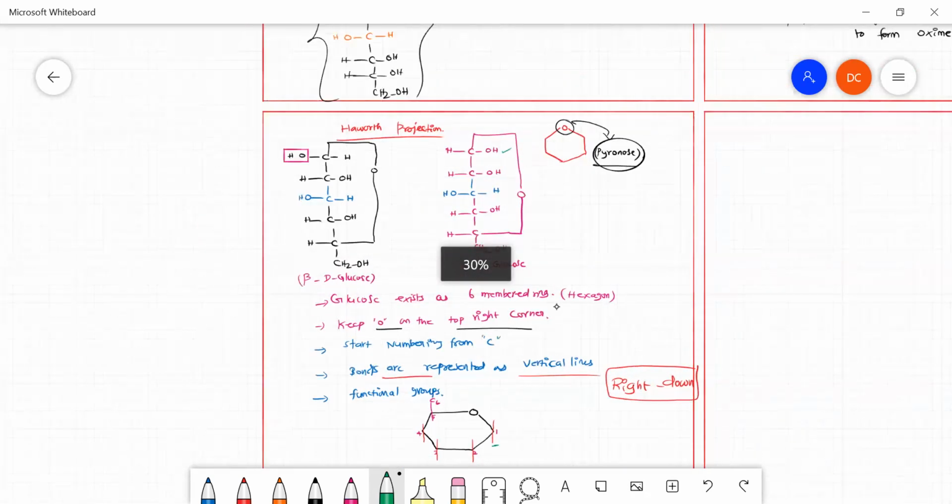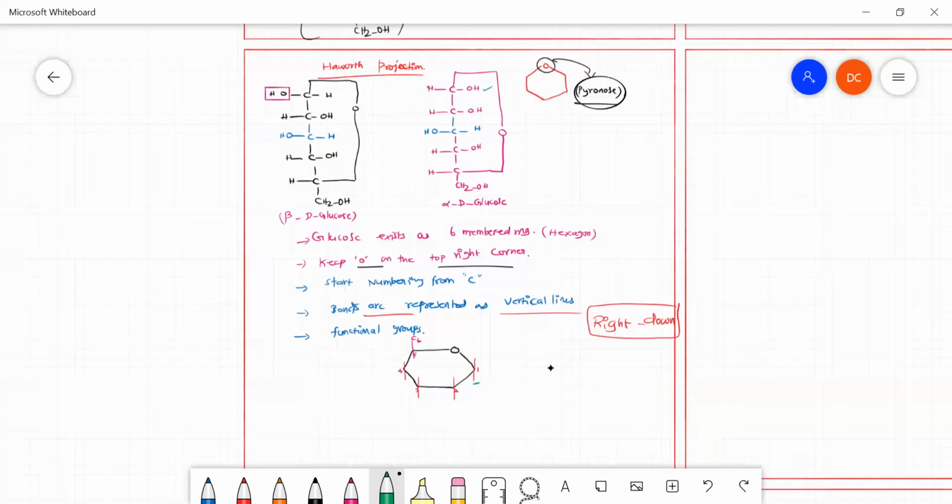Then how can we give the structure? For that, I'm writing the structure here. Let's write it for alpha D glucose. Here the OH group is on the right side, so I write it down. In the second carbon, the OH group is on the right side, so I put it down. Third carbon, hydrogen is on the right side, so I write it down. Fourth carbon, the OH group is there, so it is given down. Fifth carbon, no problem with that. Sixth carbon, only hydrogen is there, so hydrogen we can write down.